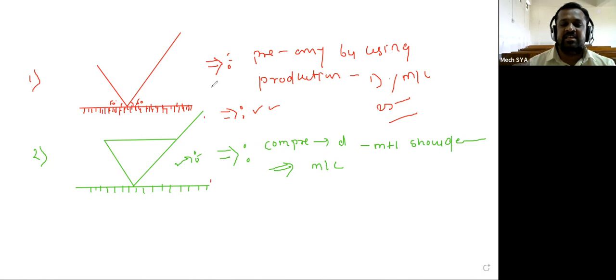If such a symbol is there, there is no restriction, you can use any production method. But if such a symbol is there, here they have given the restriction. The restriction is that at any cost the material should be removed. Then accordingly we have to select the production method. If such a symbol is there, you have to select the machining process. Understood? Yes, sir.